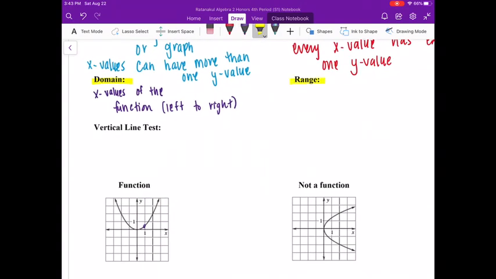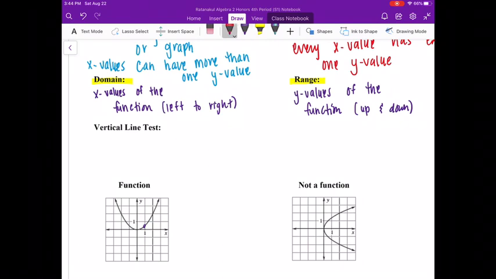Range is also a key word that you need to know, and we're going to be using that throughout Algebra 2. So range refers to the y values of the function. So when you're looking for the range of a function, you want to look at the lowest value or the lowest point and think about where is the graph going? Is it forever going up or is it stopping somewhere?